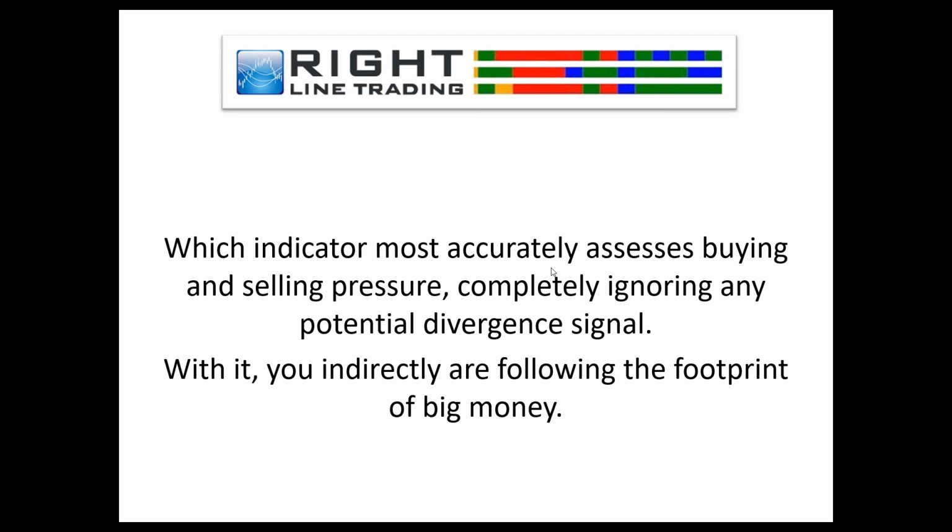So, which indicator most accurately assesses buying and selling pressure, completely ignoring any potential divergence signal? That's what we want to use. And with it, you're indirectly following the footprint of big money. Now, the RSI, stochastic, and Williams %R are all divergence-based indicators. They were created to look for divergence to allow you to counter-trend trade the market. So they are not optimal trading instruments to use.